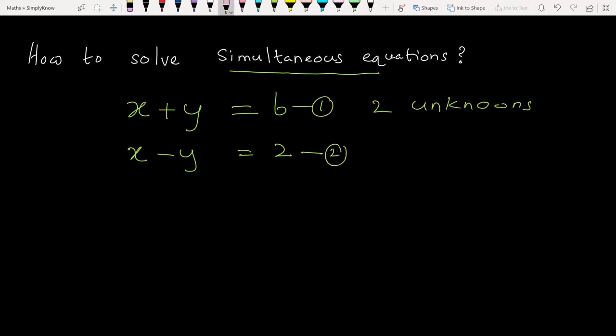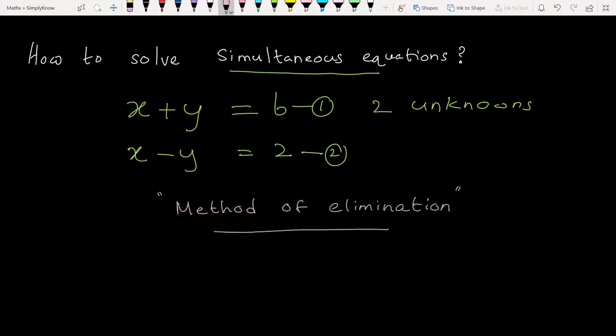Now here we are going to use a method called method of elimination. In this method, we remove or eliminate one of the unknowns from each equation. And then we find the value of the remaining unknown. So here we have two unknowns, x and y. So according to the method of elimination, we remove one unknown and try to find the value of the other unknown.